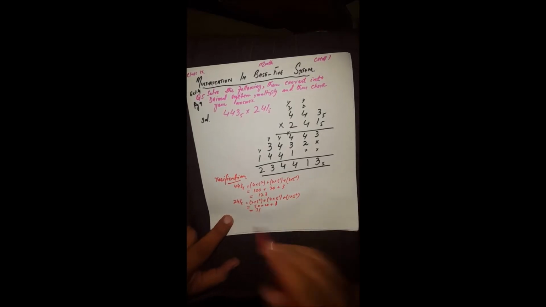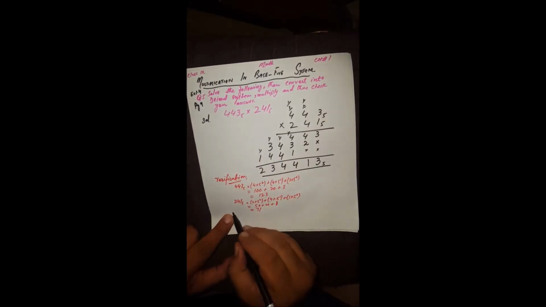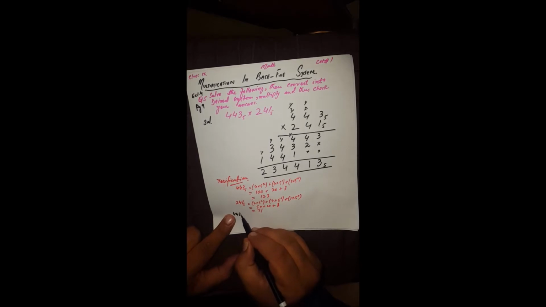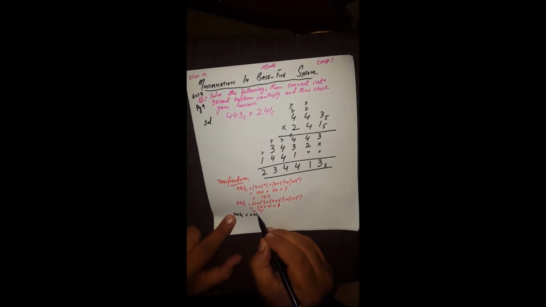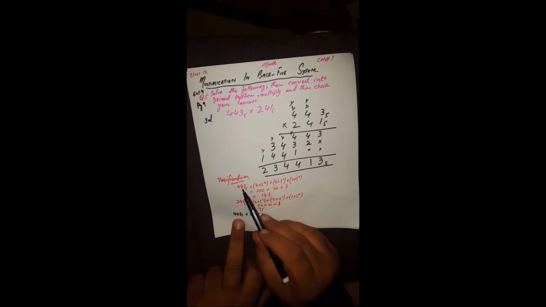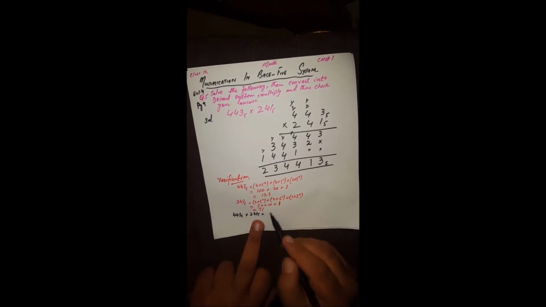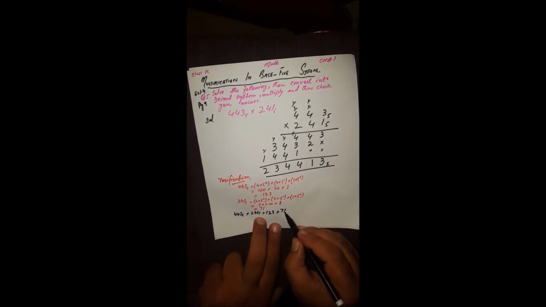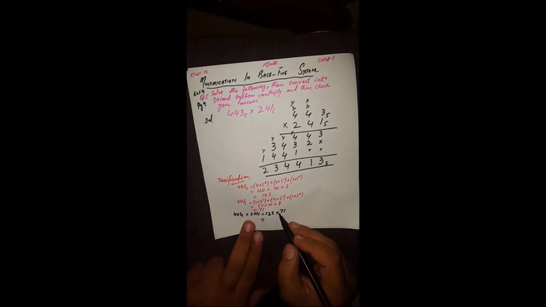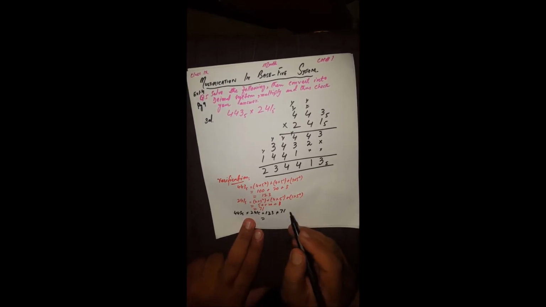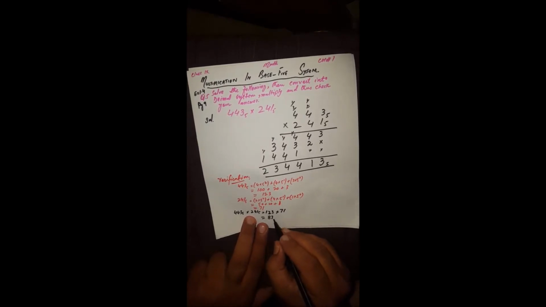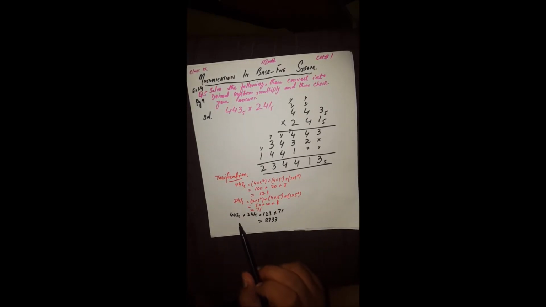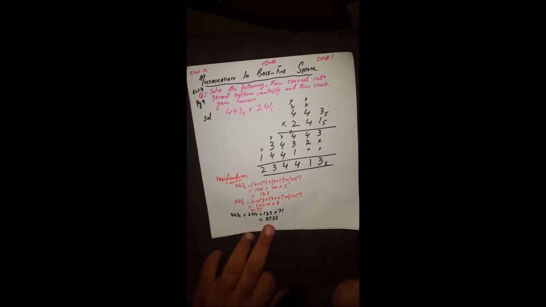Now we have to multiply these two numbers as given in the question. 443 in base 5 multiplied by 241 in base 5 is equal to, the number 443 in decimal is equal to 123, the number 241 in decimal is equal to 71. By multiplying these two numbers, we get 8733. So the multiplication in decimal is equal to 8733.